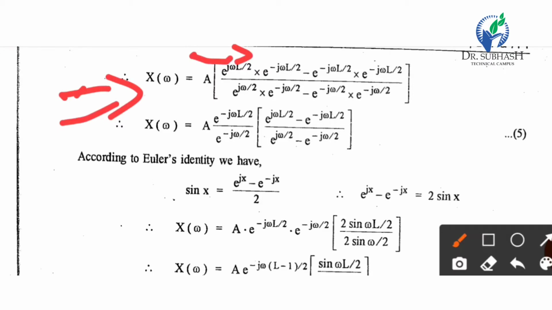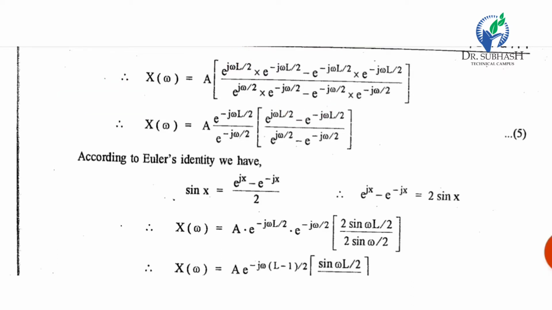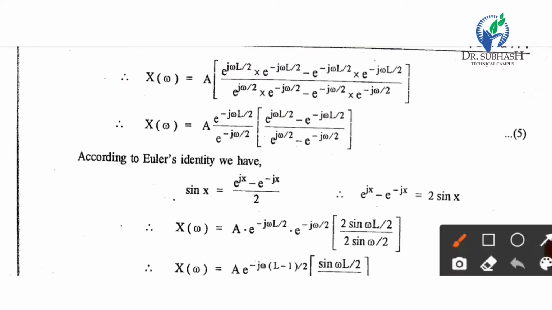So in the numerator, we will take this term common. In the denominator, we will take this term common. So after taking common, X of omega equals A e raised to minus j omega L by 2 divided by e raised to minus j omega by 2, in brackets e raised to j omega L by 2 minus e raised to minus j omega L by 2, and in the denominator e raised to j omega by 2 minus e raised to minus j omega by 2.